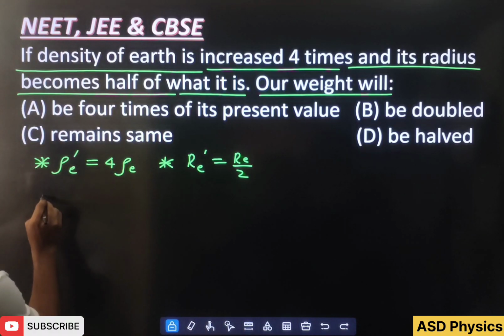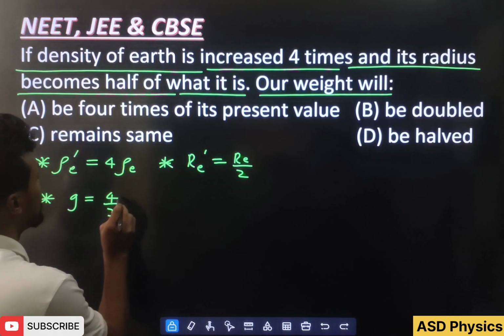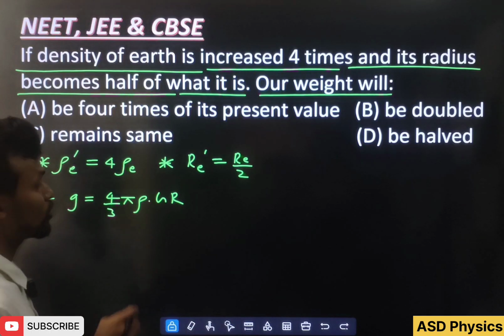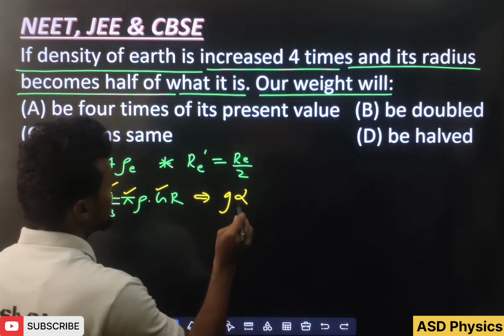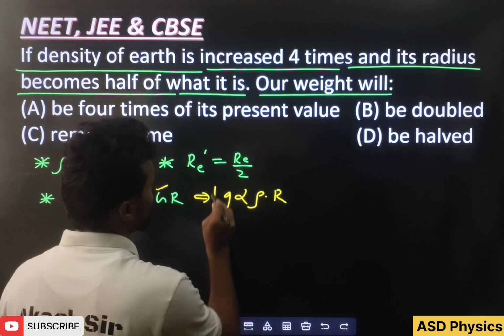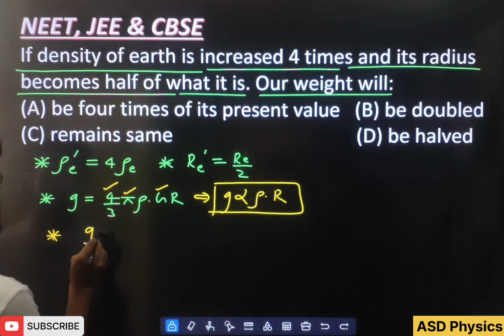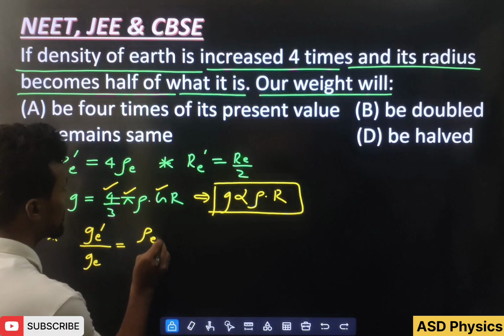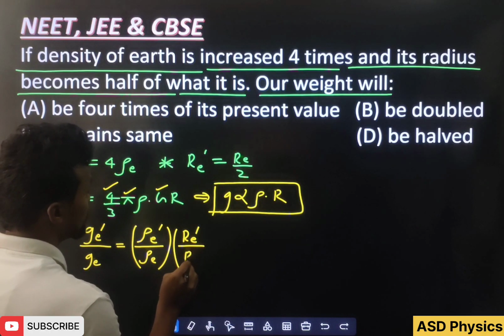Now think which formula we have to use. We have to use the formula in terms of the density. So what is the formula? g equal to 4 by 3 pi rho G r. After that, what other things are constant? You can see 4 by 3 is constant, pi is constant, G is constant. So from here I can tell g is directly proportional to rho into r. Now we will make the formula. The new value of the acceleration due to gravity and the old value on the Earth, ge dash by ge, will become, directly proportional, rho e dash by rho e into re dash by re.